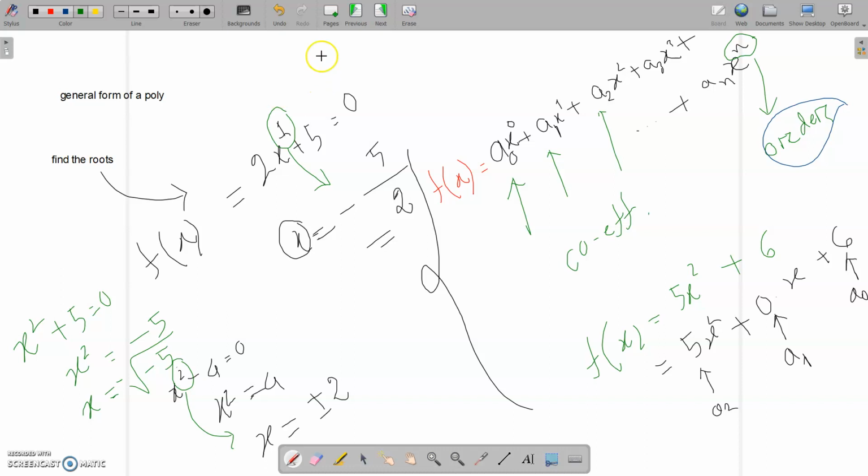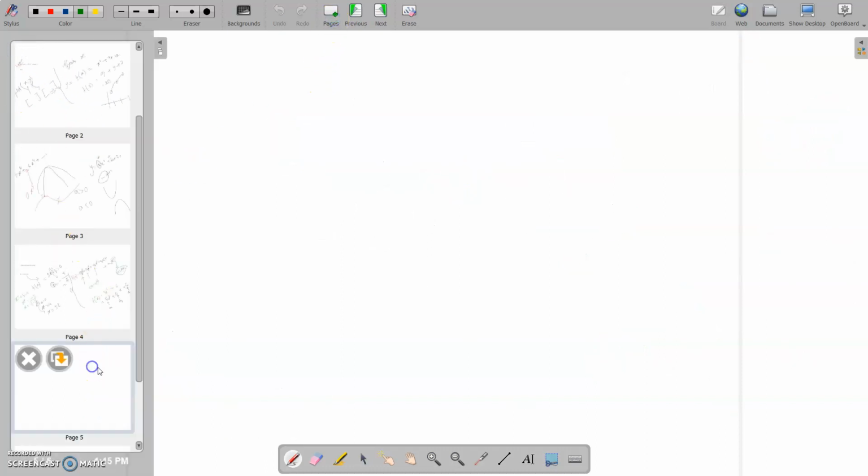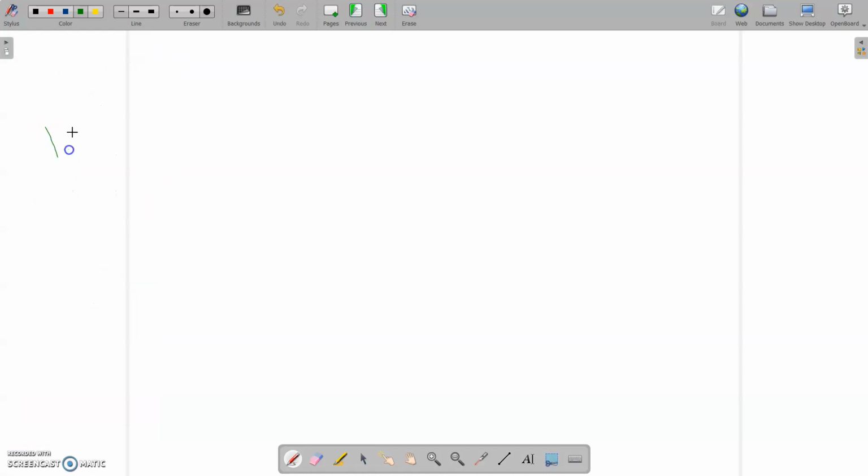So let's start here. The first thing is the roots can be real or complex. It can be both. The second thing is the number of roots.